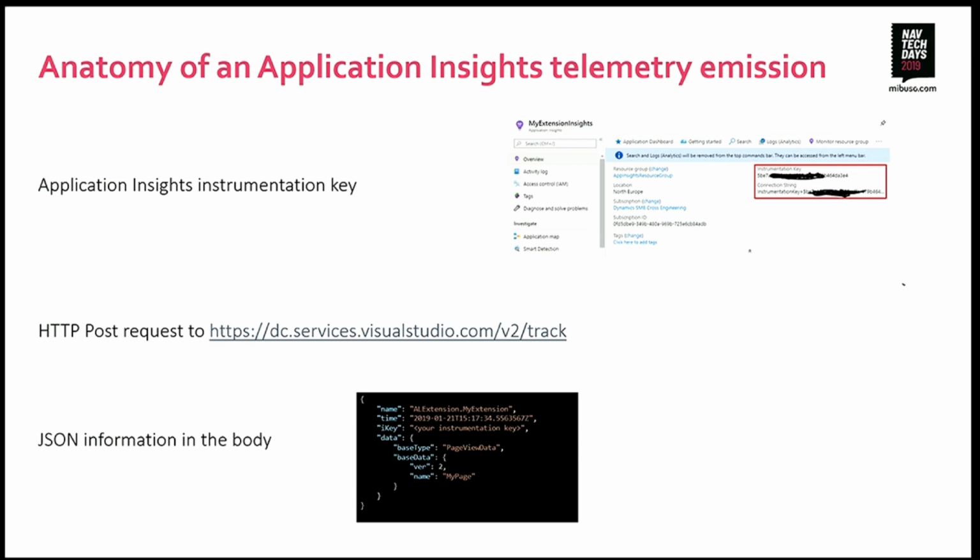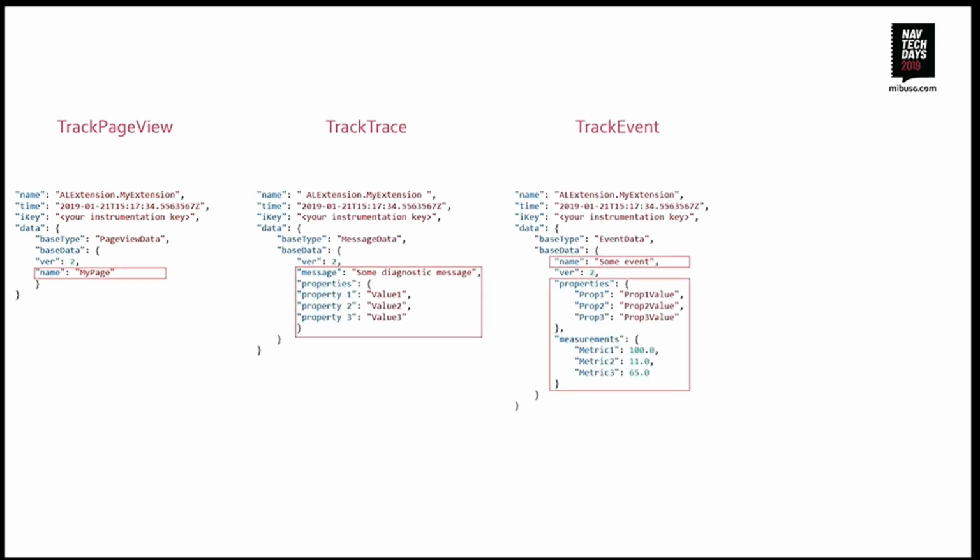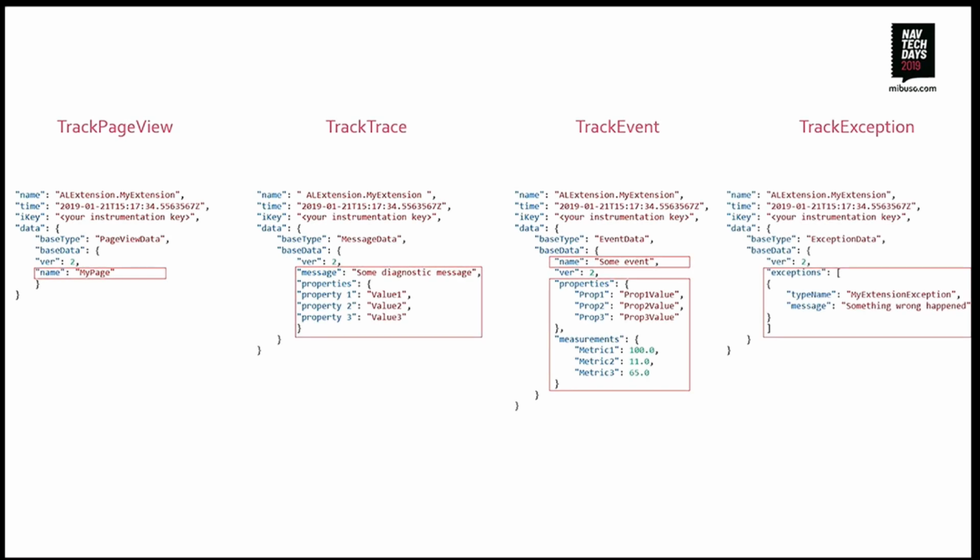And this JSON has a pretty self-explanatory format. Track page views look like this. Track trace has a similar format, but it has some message and some properties. Track event resembles track trace, except that you have another section here that contains some metrics. And finally, track exception, you obviously have an error message. So that's what the JSON you have to send looks like.